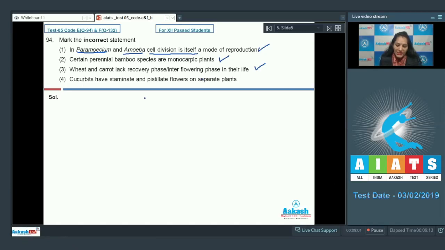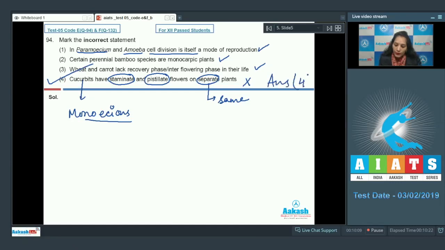Fourth one, cucurbits have staminate and pistillate flowers on separate plants. What are staminate and the pistillate flowers? Staminate flowers are the flowers which bear only stamen in the reproductive structures, whereas the pistillate flowers bear only pistil in the reproductive structures. So these flowers are born on the same plant in case of cucurbits, as they are monoecious but on different branches. So this is incorrect statement. So the correct option for the given question is option number 4.